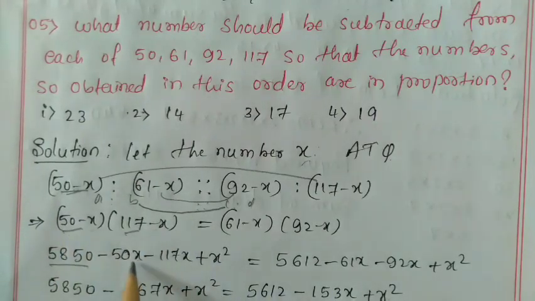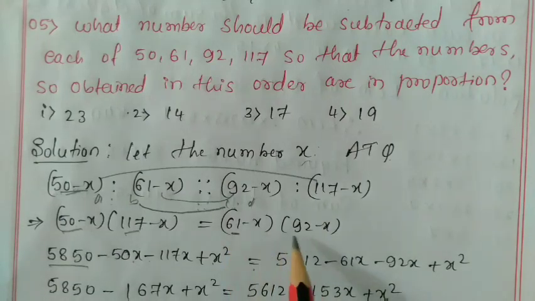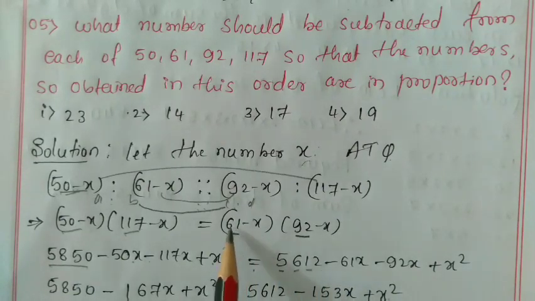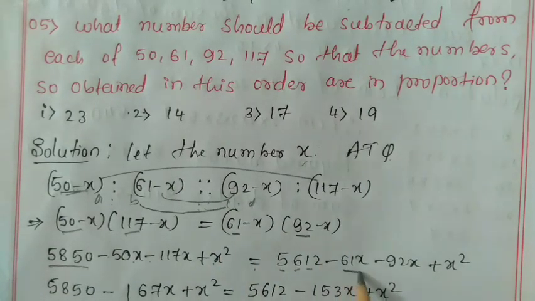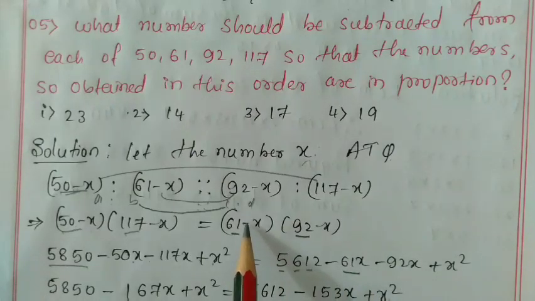5850 minus 50 into x, you can write 50x as it is, minus into plus is minus 117x, 117 into x is 117x, minus into minus is plus, x into x is x square, which equals to, you can multiply these two. 61 into 92, its product is 5612, you can write. Okay, after that 61 into minus x, minus 61x, you can write. Then you can multiply this x to these two digits. Minus into plus is minus, x into 92 is 92x, minus into minus is plus, x into x is x square.